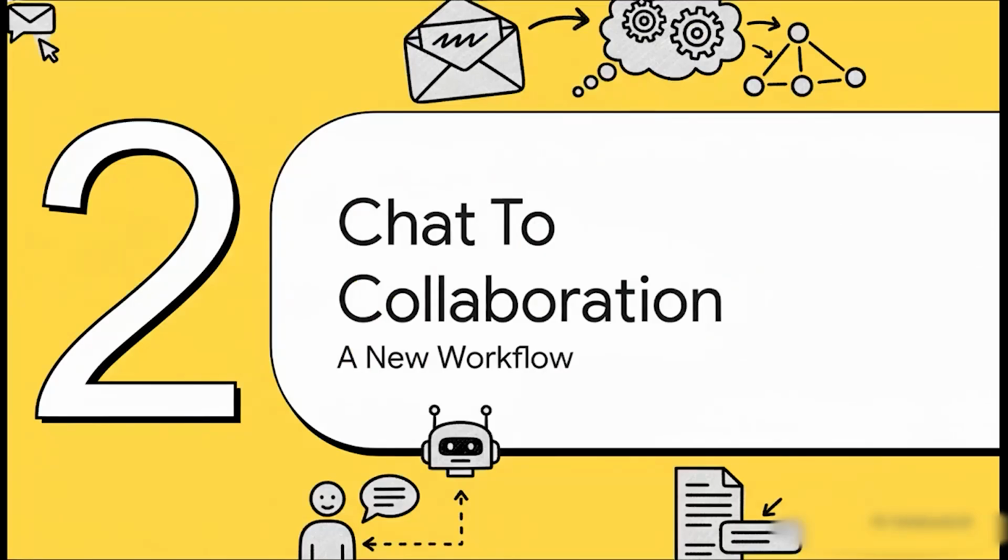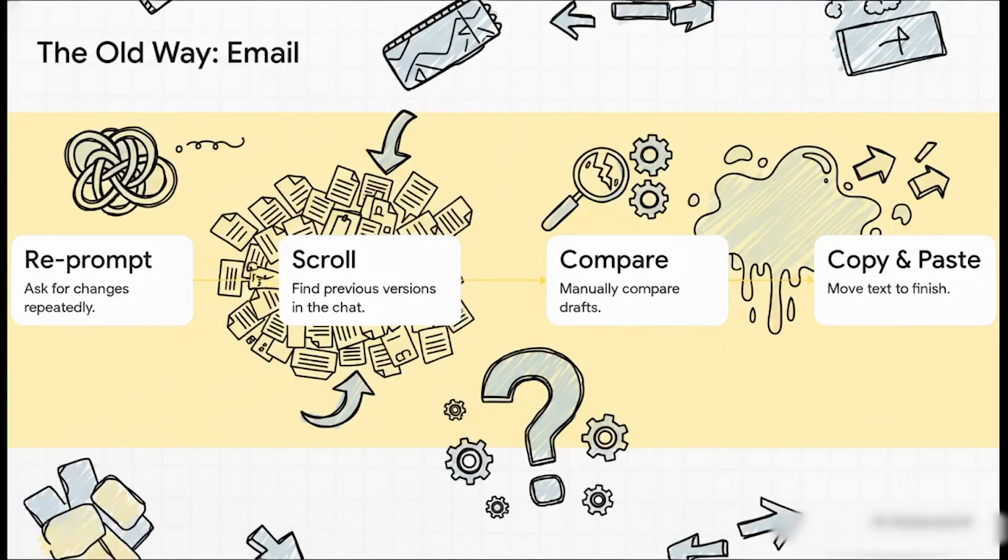Let's make this real. I'm going to walk you through a super simple example to show you how this new way of working completely transforms a task we've all done a million times, writing an email. This is the old way, right? You know the drill. You ask for a draft, but it's not quite right. So you reprompt to change the tone, then you prompt again to fix a date, and pretty soon you're scrolling way up the chat history trying to piece together the best parts. It's clunky, it's messy, and it's just slow.